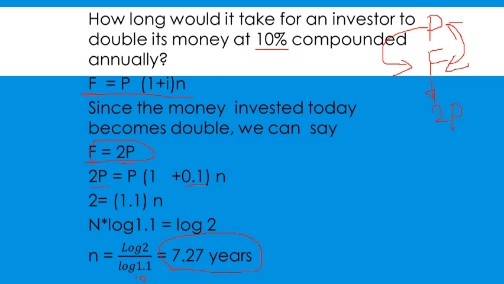I repeat again, as the effective interest rate increases, how do we increase the effective interest rate? By increasing the number of compounding periods. In other words, instead of annual compounding, if I go for semi-annual, quarterly or monthly compounding, the compounding periods increase. If the compounding periods increase, the effective interest rate increases. If the effective interest rate increases, then the time required for an amount to double itself decreases. This is the basic knowledge that any investor should have.